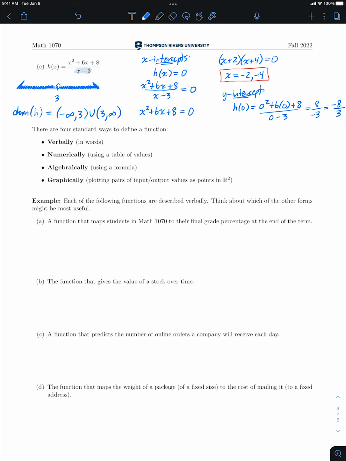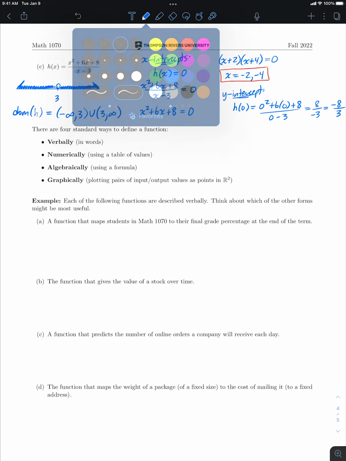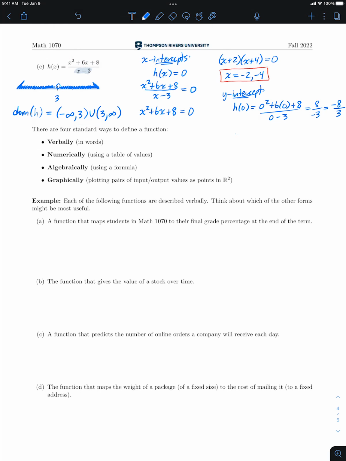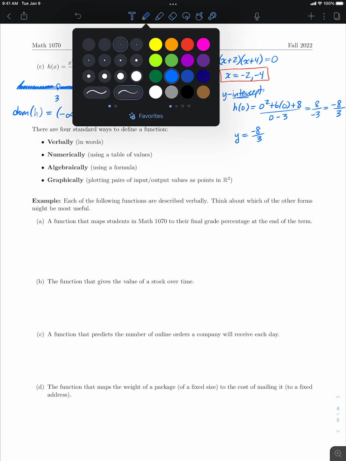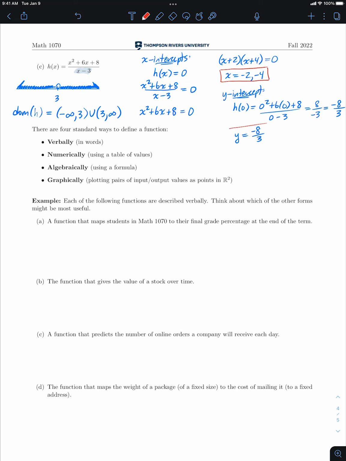And leave that as a fraction. Leave it as an exact value because it's always better. So our y-intercept is given by y is equal to negative 8 over 3. And there you have it.